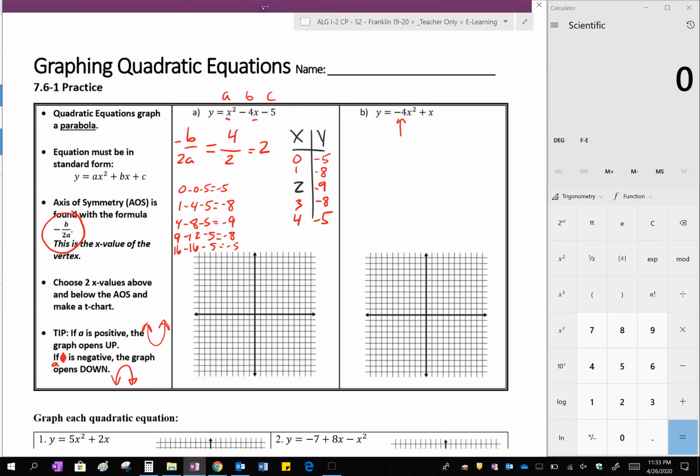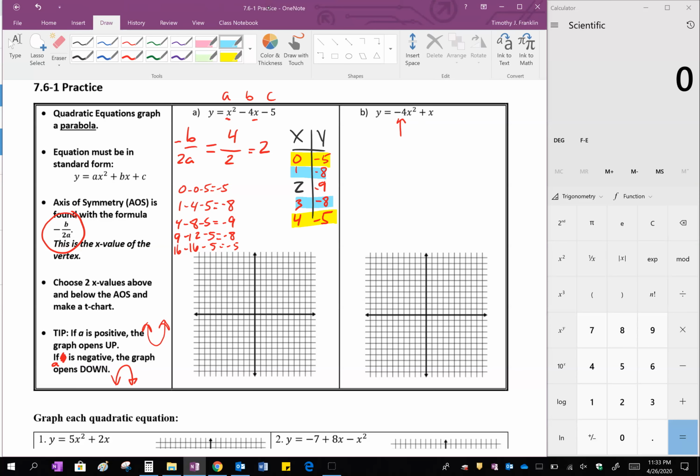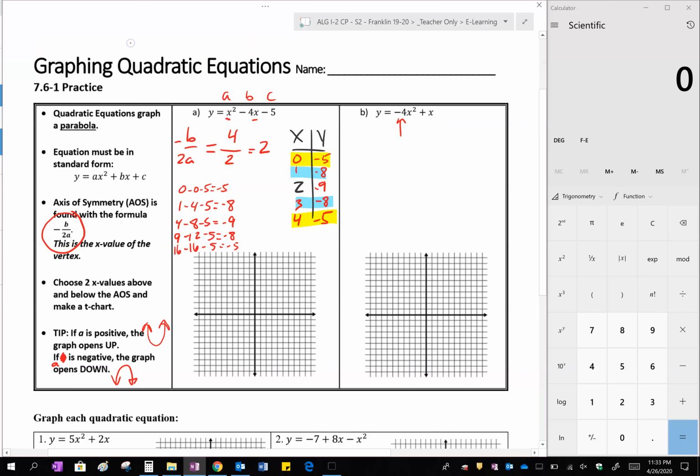So if you notice, the y values are the same there. The y values are the same here. So we have a symmetrical picture, just like what happened when we graphed absolute value equations a long time ago. So now we just put these points on the graph. 0, negative 5, so 0, then down 1, 2, 3, 4, 5. 1, negative 8. 2, 3, 4, 5, 6, 7, 8. 2, negative 9. 3, negative 8, right there, and then 4, negative 5, right here.